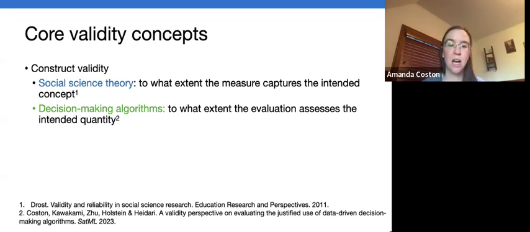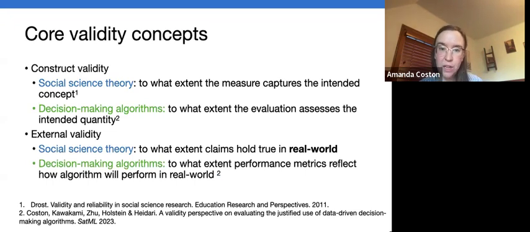So the first core validity concept we can start with is construct validity. In social science, this assesses the extent to which the measure captures the intended concept. And then if we map this to our decision-making setting, that's asking to what extent the evaluation assesses the intended quantity.